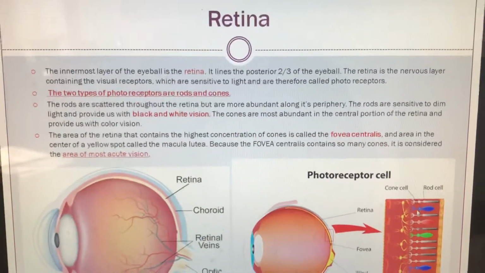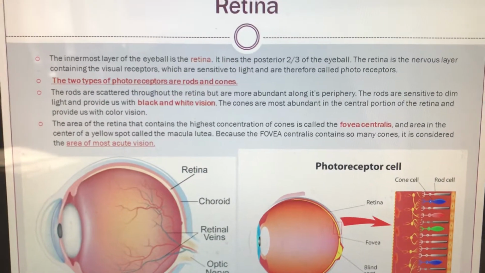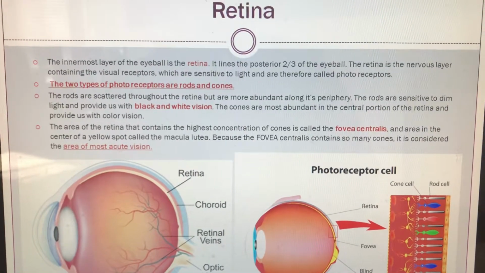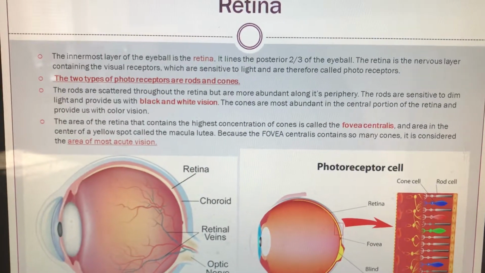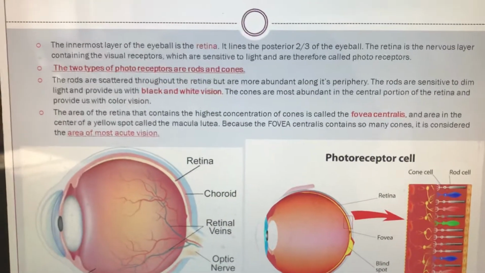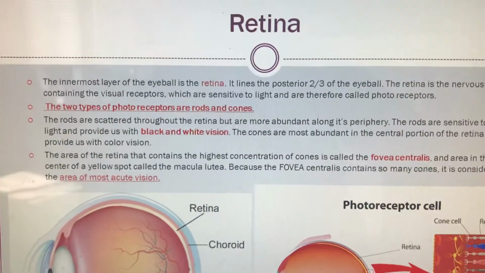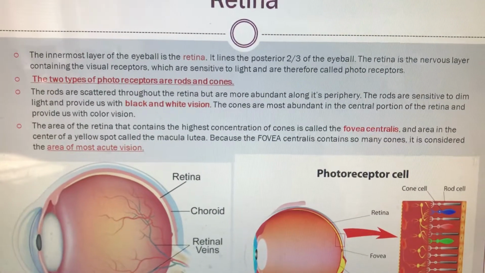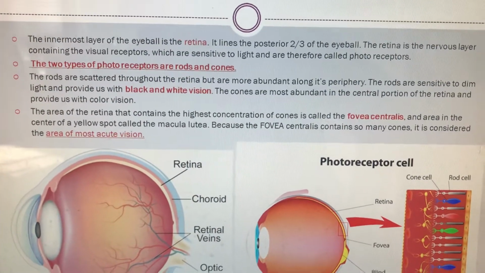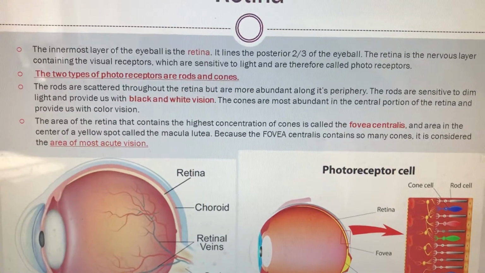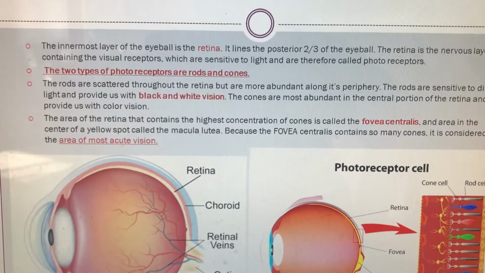So the retina is the innermost layer of the eyeball. It lines 2/3 of the eyeball. And the retina is the nervous layer containing the visual receptors, which are sensitive to light and are therefore called photoreceptors. So what you want to remember is the two types of photoreceptors are rods and cones. The rods are scattered throughout the retina, but are more abundant along its periphery. And the rods are sensitive to dim light, and they provide us with black and white vision.